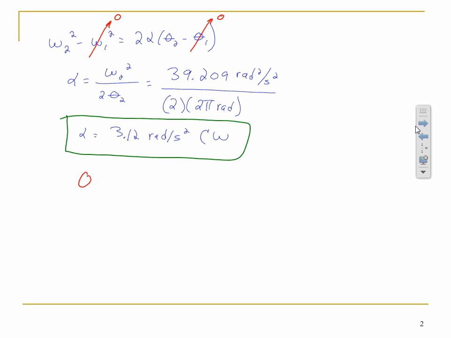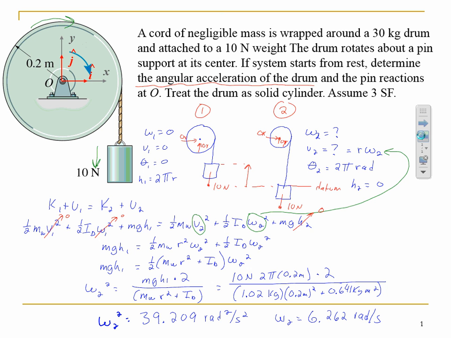If I want to figure out my pin forces, which the problem also asked for, OX and OY, I'm still going to have to sum my forces. Still going to have to use Newton's second law to figure out those. I'm not going to do that now because that would be the same as from lecture 4.3. I just wanted to show that I could determine alpha, the angular acceleration of this drum for this system, by using an energy method. It's up to you to decide whether that's easier than the tau equals I alpha method.